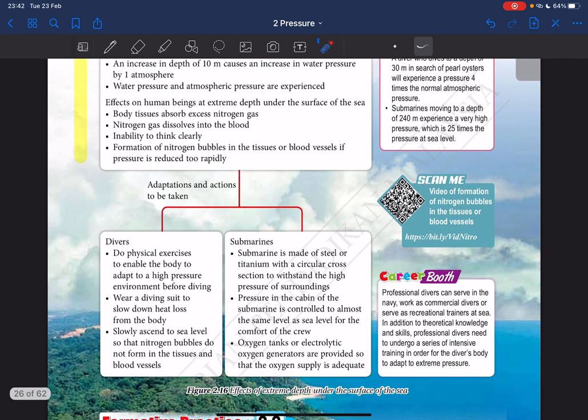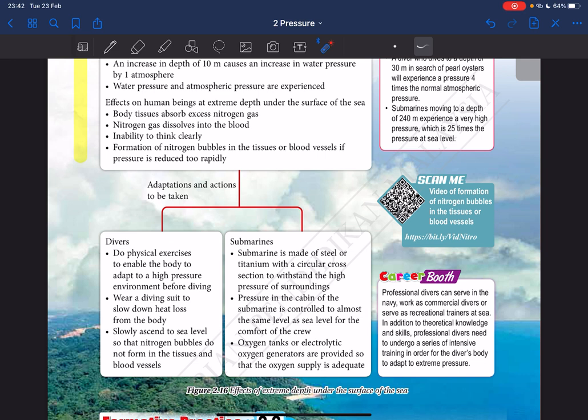So these are the adaptations and actions that need to be taken. For divers, you need to exercise, wear a diving suit. You don't go diving naked, without protection on your body. It's very dangerous. Due to high pressure, it may crush your bones, but it's not really that case. And also, you need to wear a diving suit so that you don't lose heat too quickly. And this is another one. Ascend to the sea level slowly.